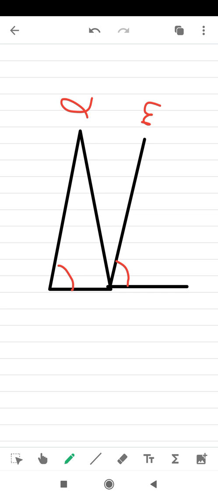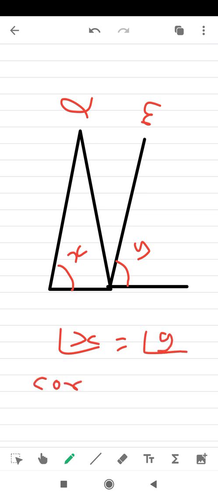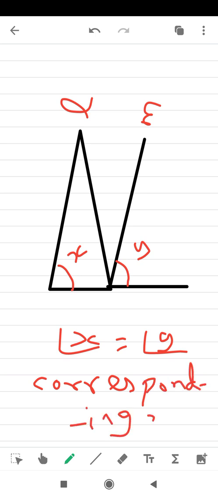Now for this angle, let me put angle x and angle y. Angle x equals angle y. The property we are going to use is corresponding angles. Is it interesting? I hope you got the idea of what I want to convey. This will help you a lot in any competition exam as well as your basic studies.